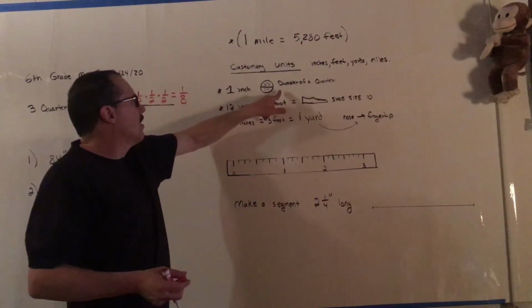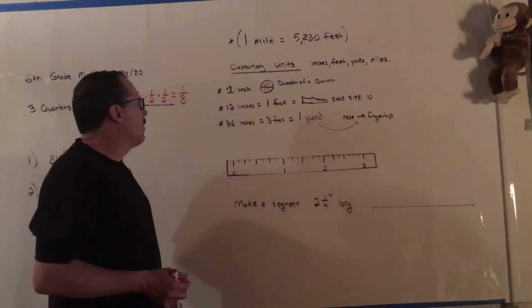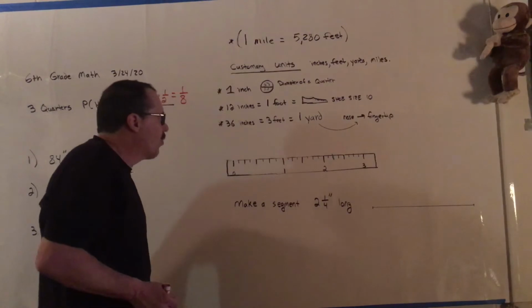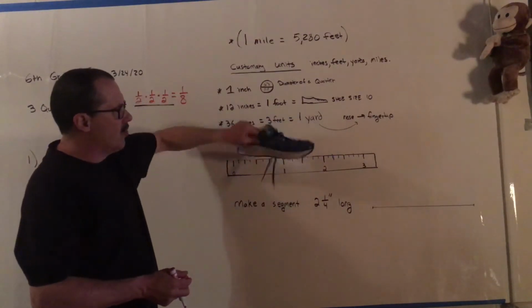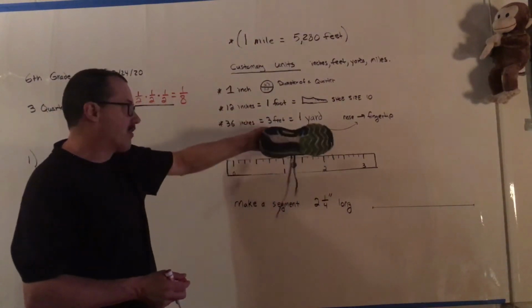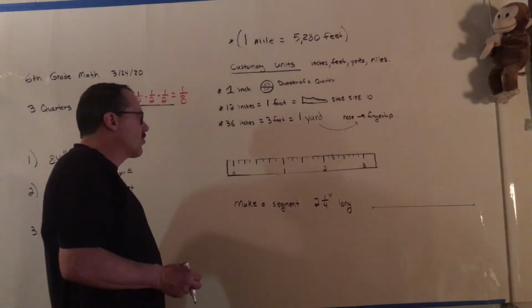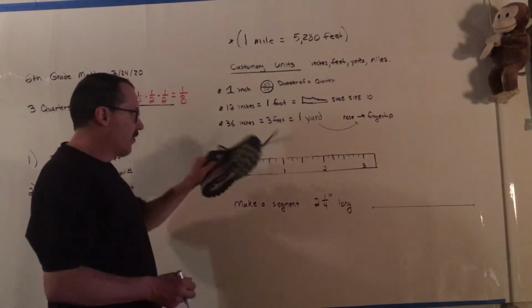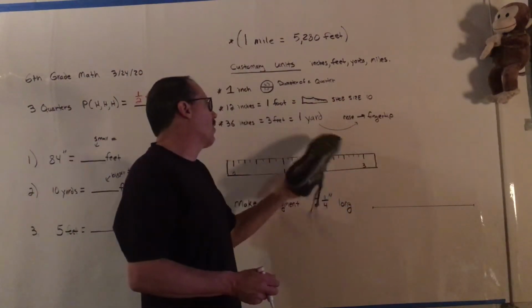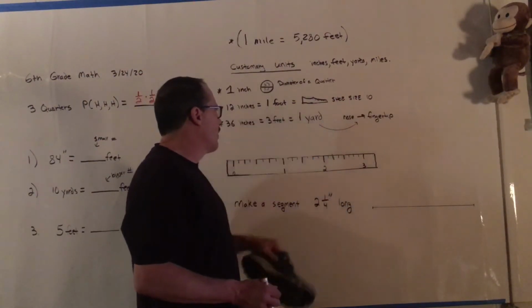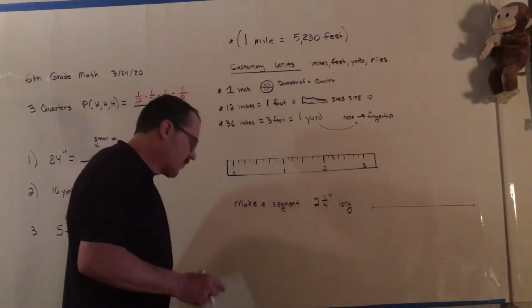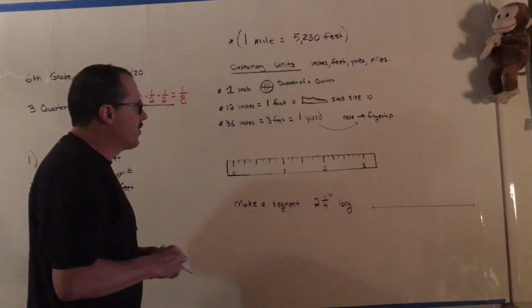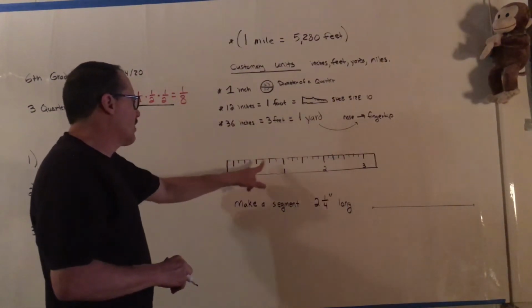1 inch is about the diameter of a quarter, so all the way across that line. 12 inches equals 1 foot, and 1 foot is about the size of a good sized shoe. This is about 11 inches, so I figure size 10 would give you a true foot. 36 inches is the same thing as 3 feet, or a yard, and a yard is the distance from your nose to your fingertip. Pretty close. All right, so just ways for you to remember.